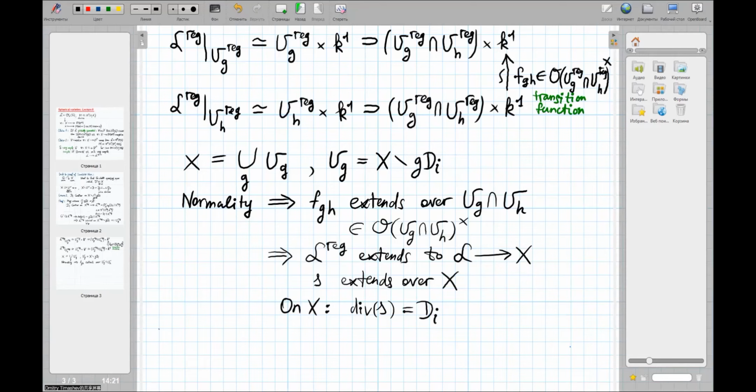We wanted to prove that di is Cartier. We constructed a line bundle and a section such that the divisor di is just the divisor of this section. This means that it is Cartier. Okay, so we have proved this lemma. Any questions so far? No questions? Okay. Then let me finish the proof of Sumihiro's theorem.